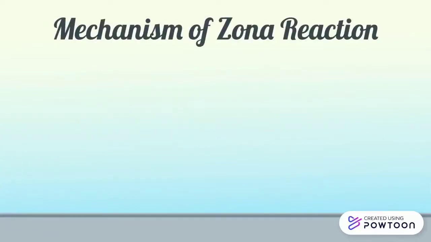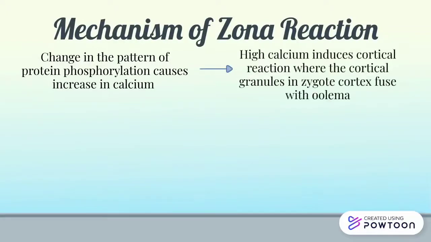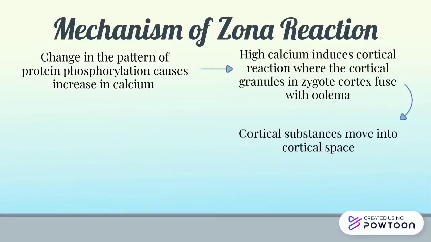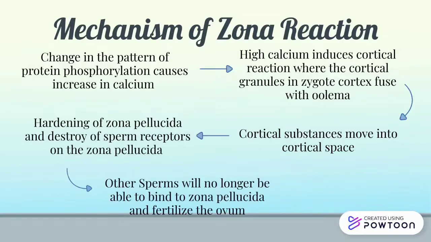For the mechanism of the zona reaction, the first thing is a change in the pattern of protein phosphorylation, which causes an increase in calcium. The high calcium induces the cortical reaction, where the cortical granules in the zygote cortex fuse with the oolemma. Cortical substances move into the cortical space, causing hardening of the zona pellucida and destruction of sperm receptors on the zona pellucida. Other sperm will no longer be able to bind to the zona pellucida and fertilize the ovum.